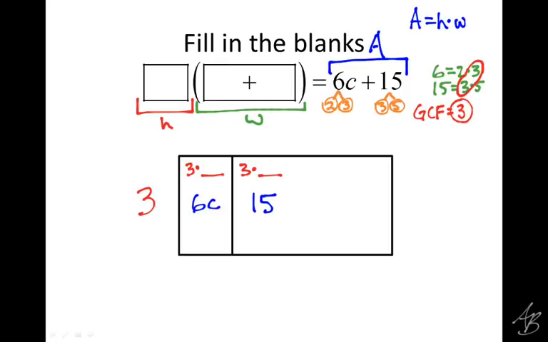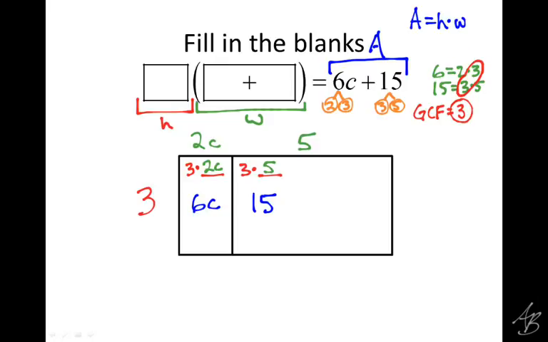Yeah, we figure out what do we multiply by 3 to get each of these things. What do we multiply by 3 to get 6C? 2C. 2C, and that 2C is going to be the width. We know the height, we know the area, we were looking for the width. Okay, remember, it's always height times width and then the area. All right, what do we multiply by 3 to get 15? 5. All right, so that's going to be the width of that one. Put that up top.